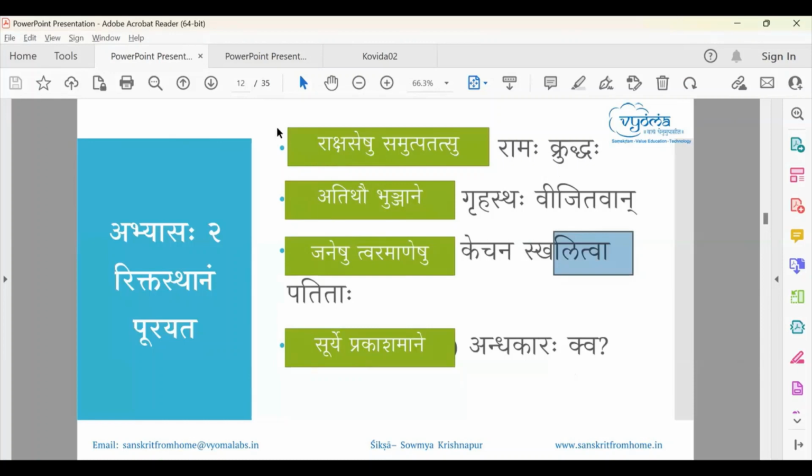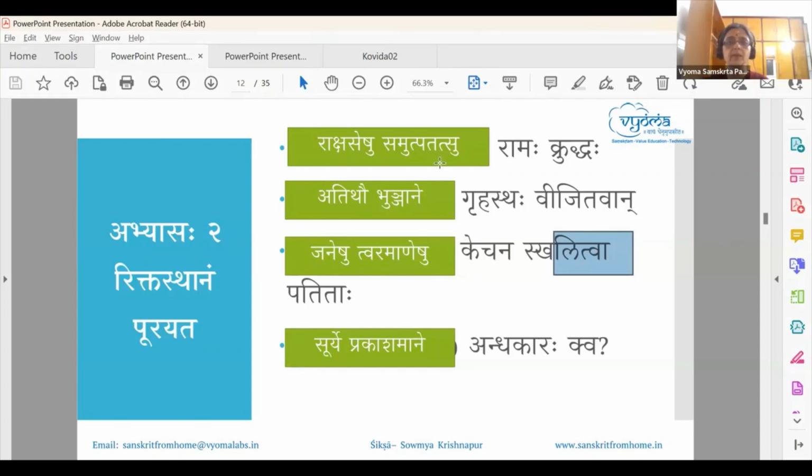Rakshaseshu samutpatatsu. When the Rakshasas Utpatati, we have used the Shatru Pratyaya, Utpatan, and then Saptami, Bahuvachanam here. That is when the Rakshasas fell into the sea. Not into the sea. Samutpatatsu means they jumped back into life. So when they were brought back to life, Ramaha Kruddha. Rama was angry.